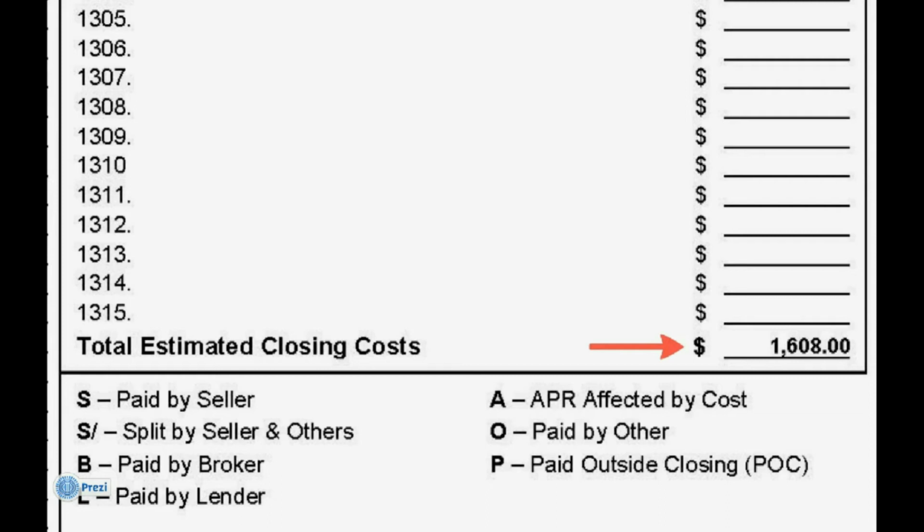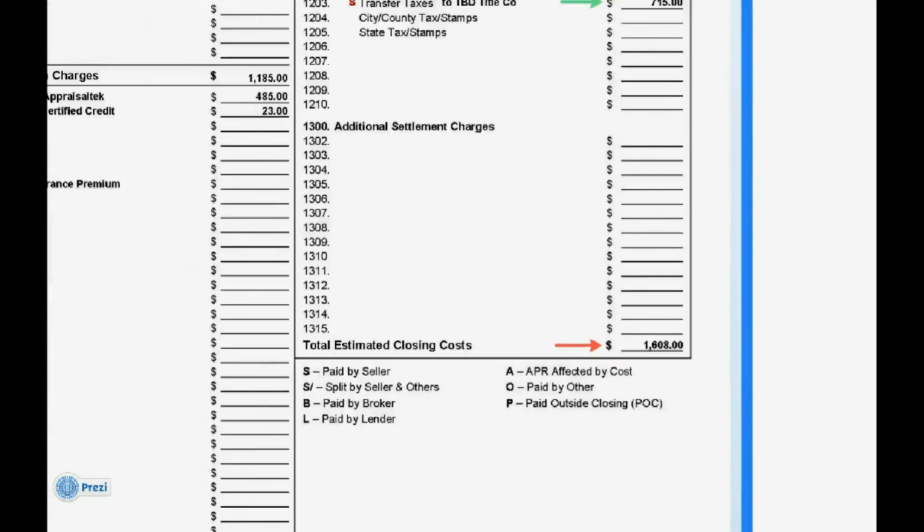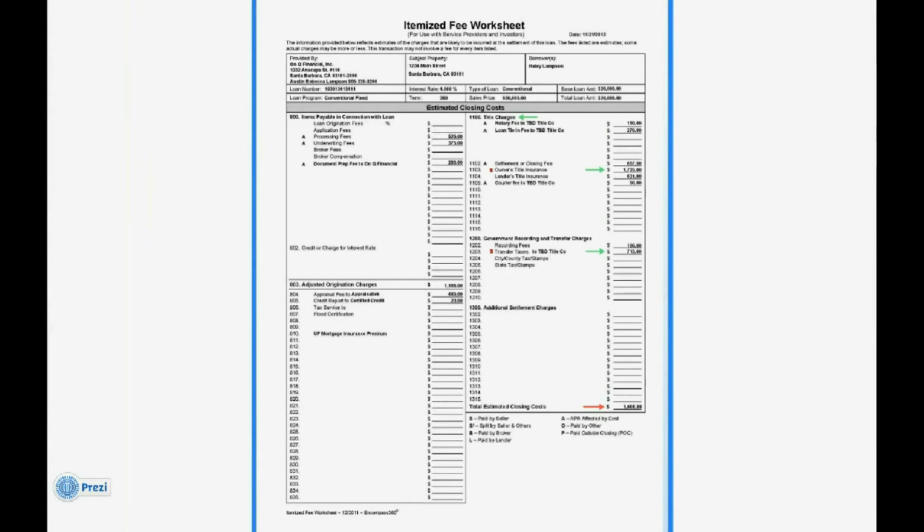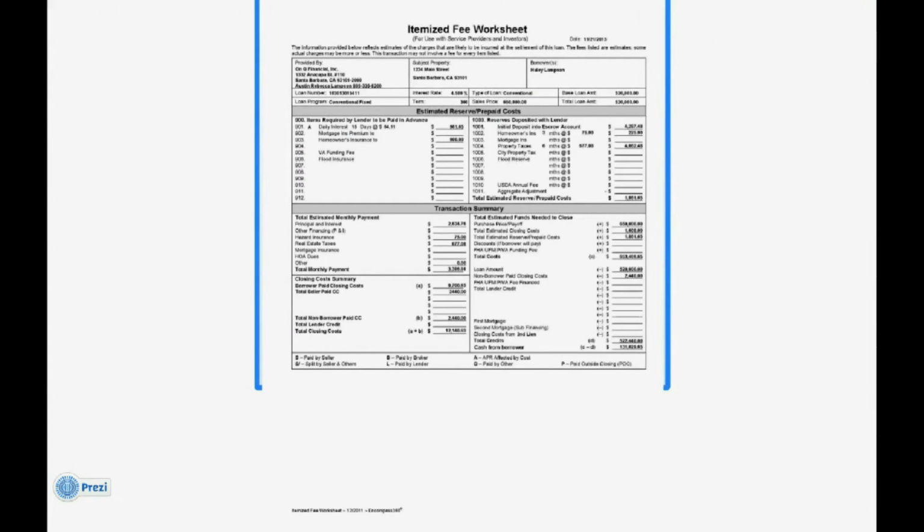Since we talked about fees with an S next to them, let's also address those with an A next to them. Fees and costs with an A next to them are finance charges. A finance charge is any fee representing the cost of credit or the cost of borrowing. Finance charges with an A next to them are included in the calculation of your annual percentage rate, or APR. Now let's move on to the second page of the itemized fee worksheet.